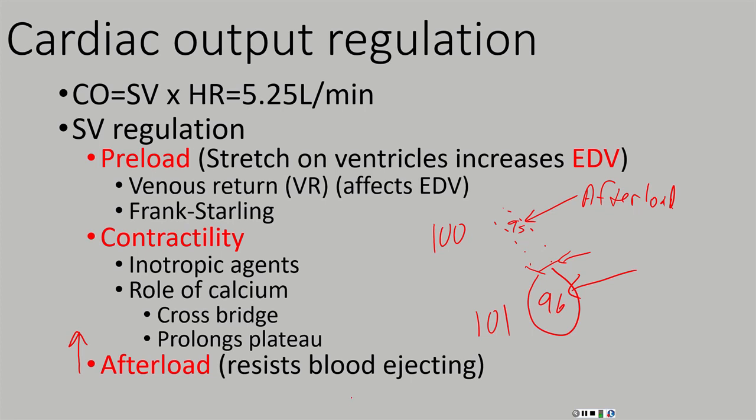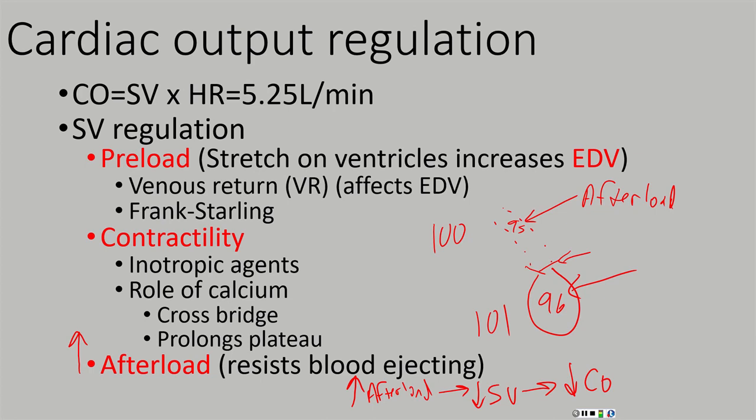So the result is increased afterload leads to decreased stroke volume. Why? Well, because the heart has to squeeze for a longer period of time before those valves open. That leaves less time during that beat for blood to be pushed out of the ventricle. So as afterload increases, stroke volume decreases, which means cardiac output decreases.